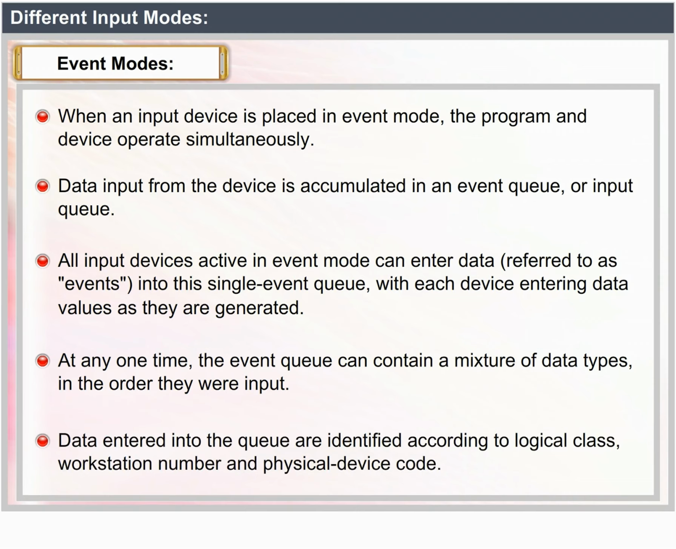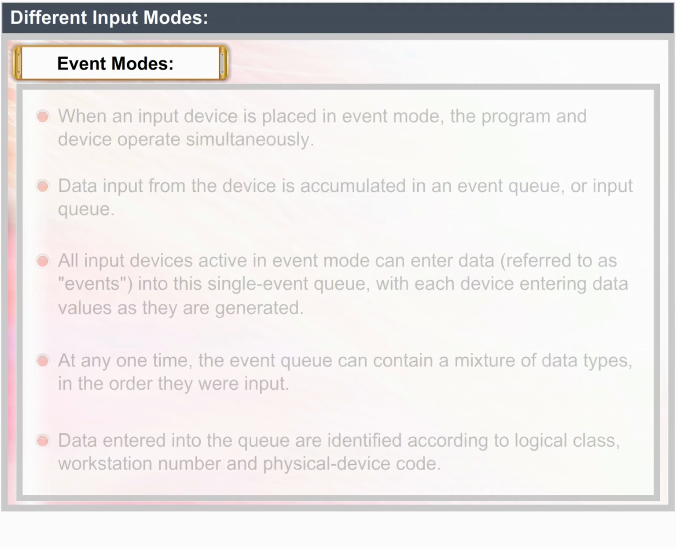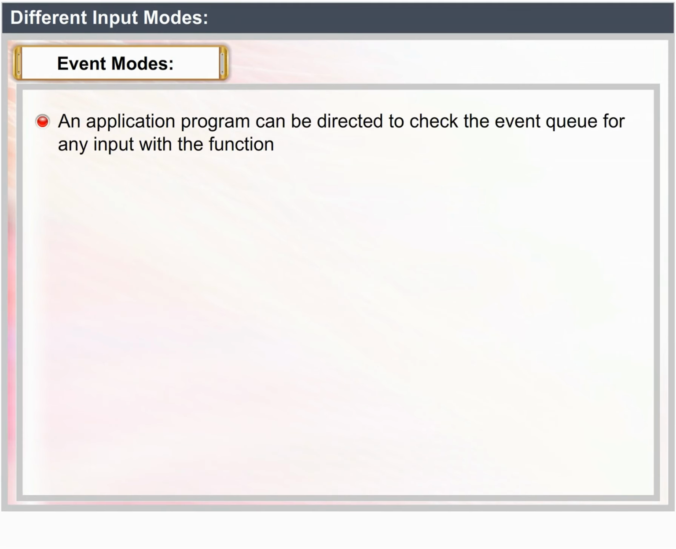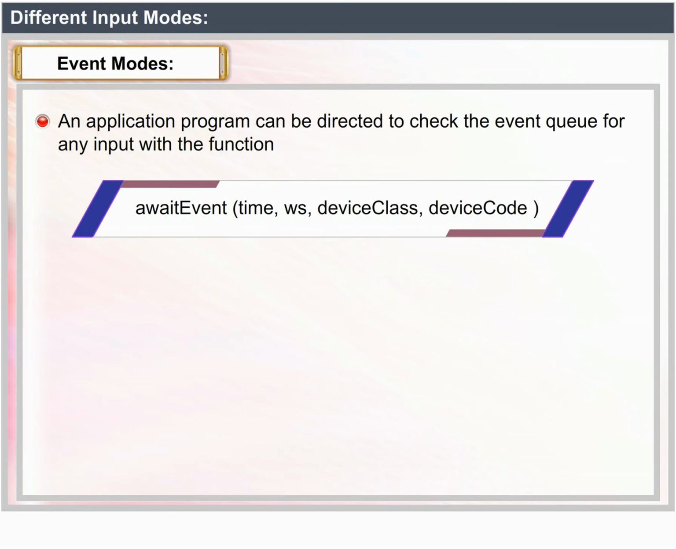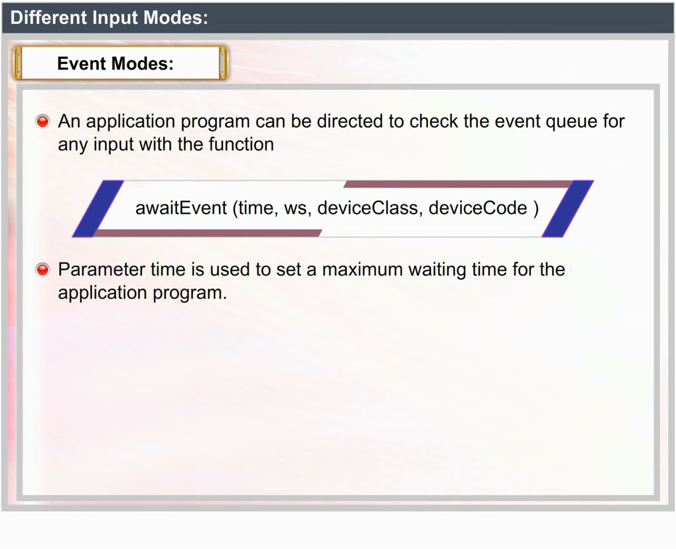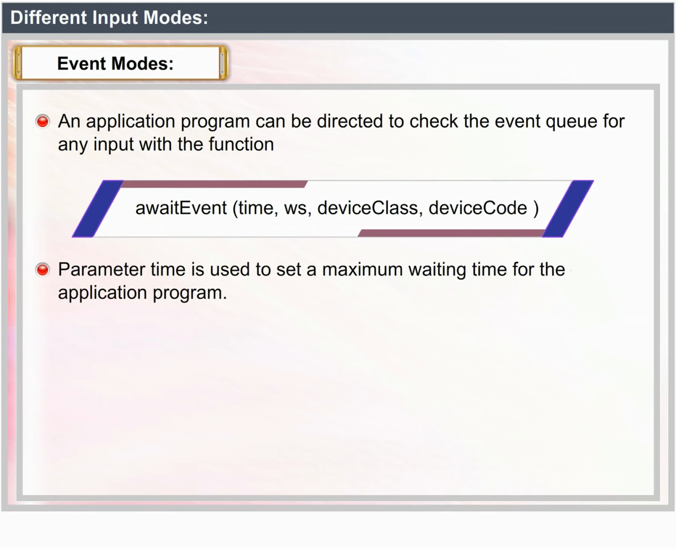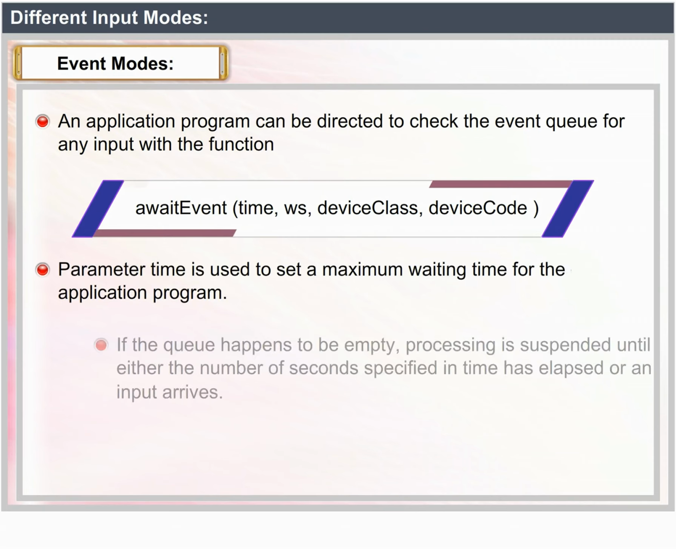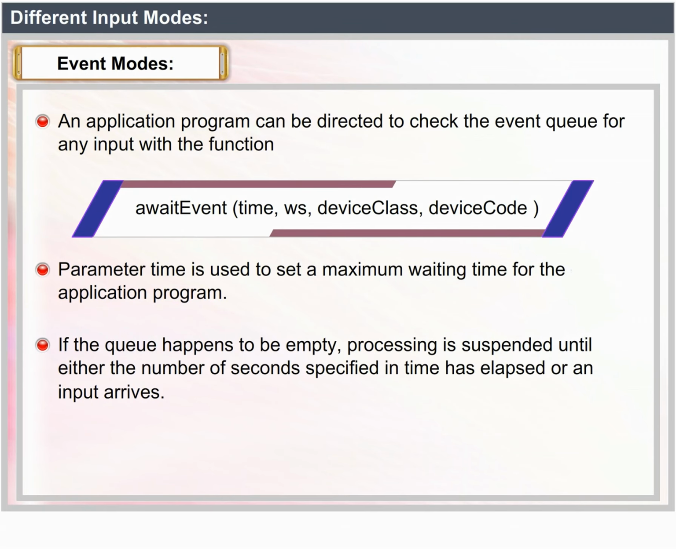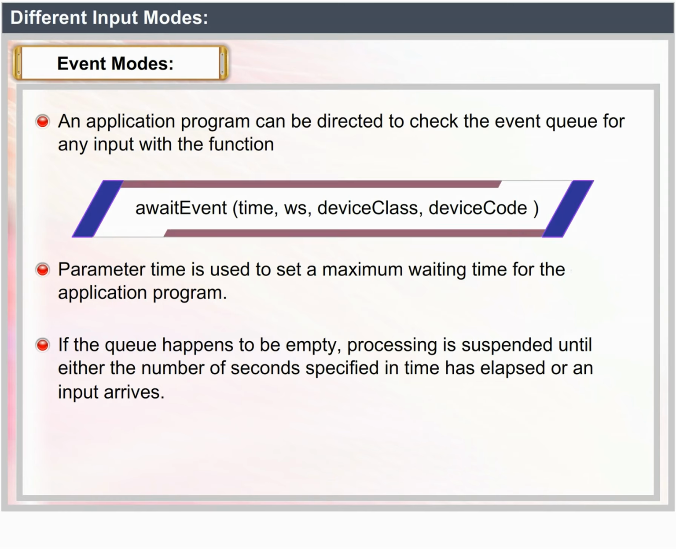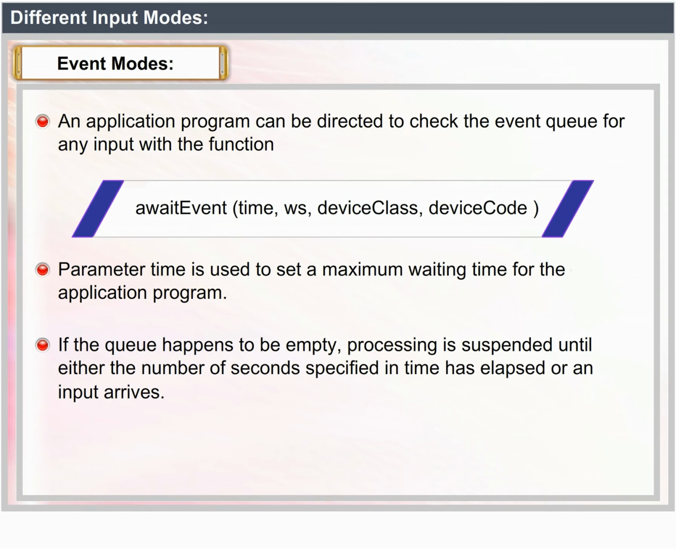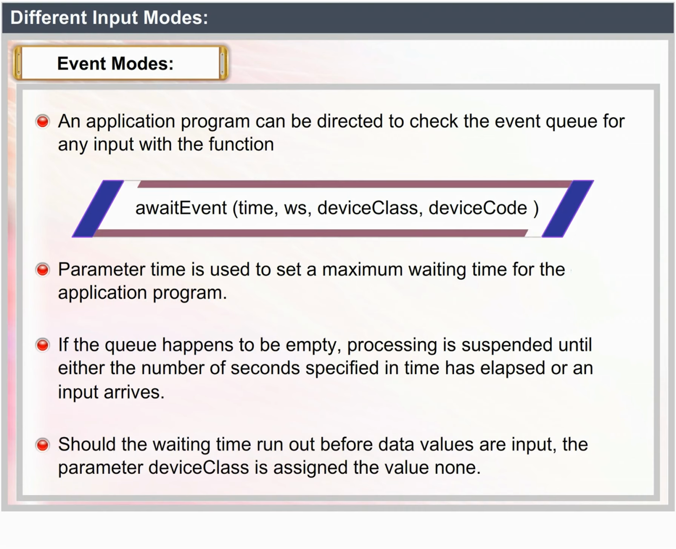An application program can be directed to check the event queue for any input with the function await event, time, WS, device class, device code. Parameter time is used to set a maximum waiting time for the application program. If the queue happens to be empty, processing is suspended until either the number of seconds specified in time has elapsed or an input arrives. Should the waiting time run out before data values are input, the parameter device class is assigned the value none.